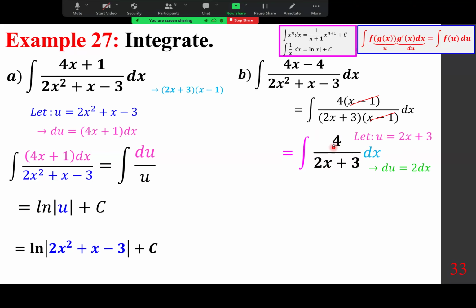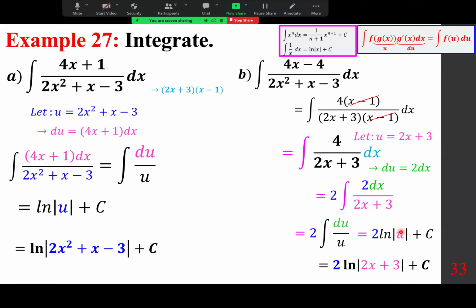So you can cut it into two pieces, 2 times 2 dx. So this is du over u, and this portion is just the same as this portion. The answer is a natural log, and you replace it, and the final answer is 2 natural log of absolute value of 2x plus 3 plus c. In both cases, you have to keep the absolute value because the expression may be positive or negative.